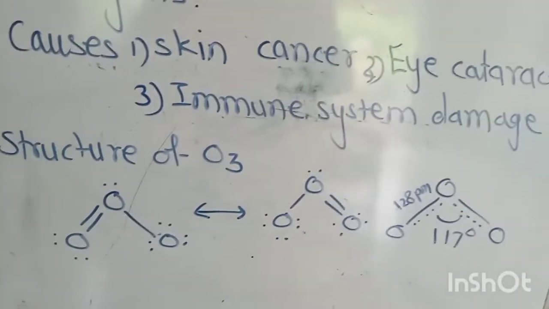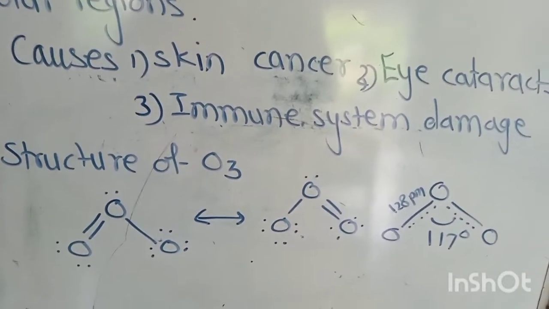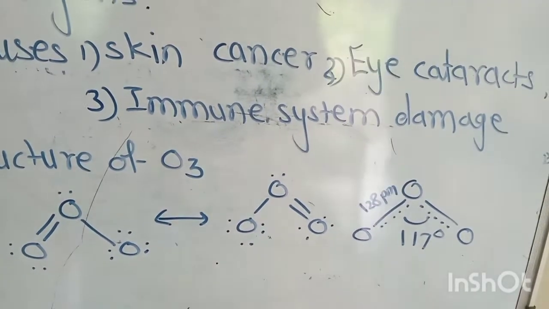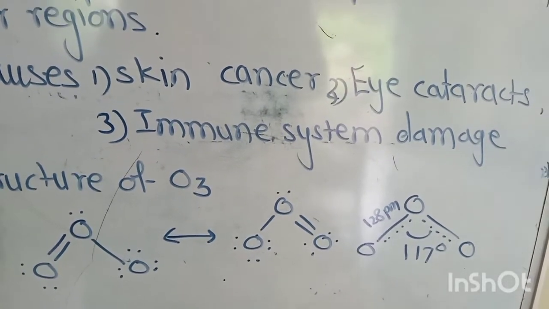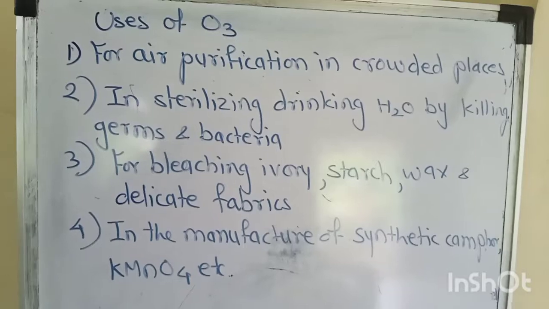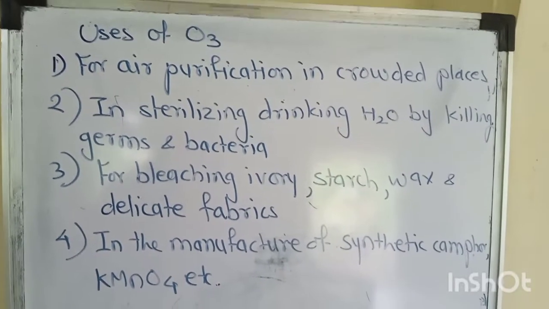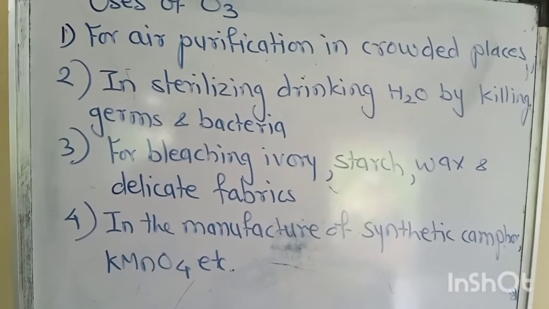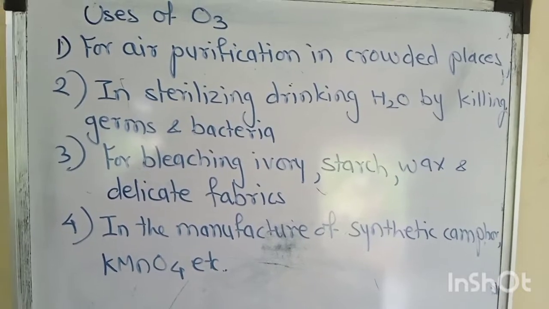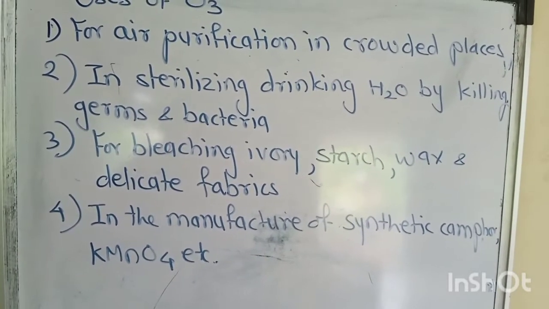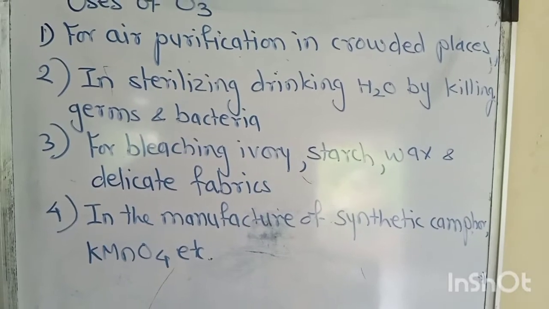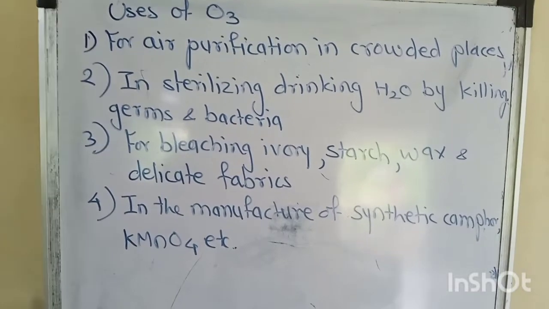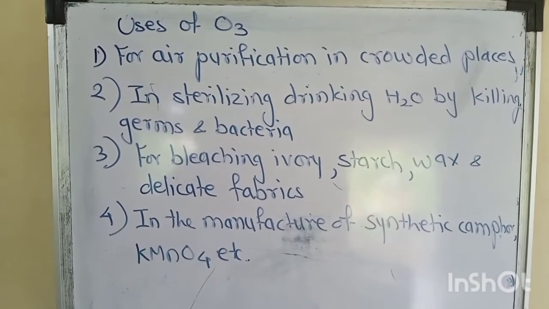Structure of ozone. Ozone is a resonance hybrid of these two structures. The oxygen-oxygen bond length is 128 picometer and the angle is 117 degree. Uses of ozone. Ozone is used for air purification in crowded places like cinema halls, tunnels, railways, etc. It is also used in sterilizing drinking water by killing germs and bacteria. Third use, for bleaching ivory, starch, wax, and delicate fabrics like silk. And fourth, in the manufacture of synthetic camphor, etc. So these are the uses of ozone.